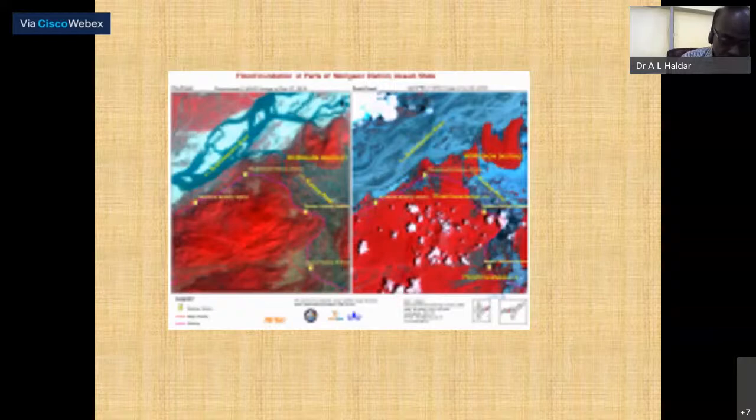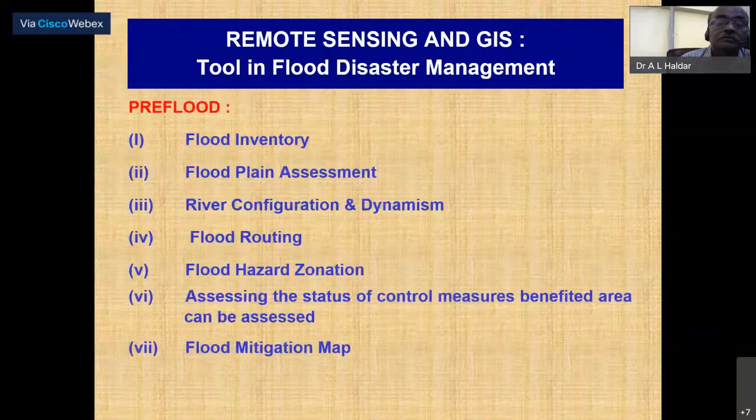So, this was the optical satellite data, one area. So, what should you do in the pre-flood stage? You should prepare the inventory. You should do floodplain assessment. Obviously, if you are doing floodplain assessment, it means that you should be free so that no flood takes place. But unfortunately, we are not in that condition. That's why it is happening.